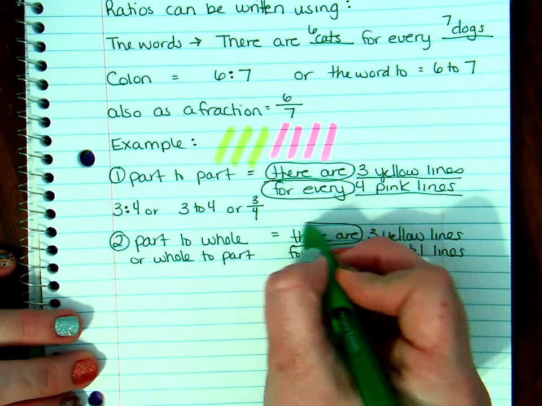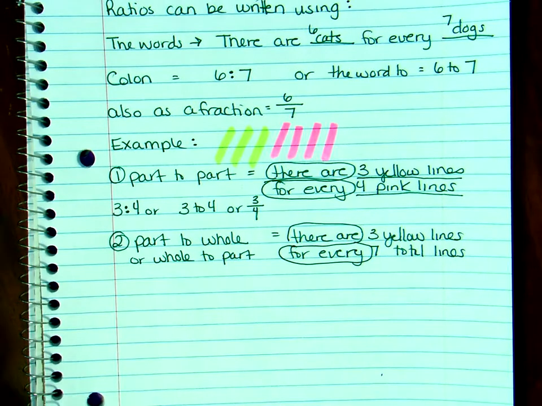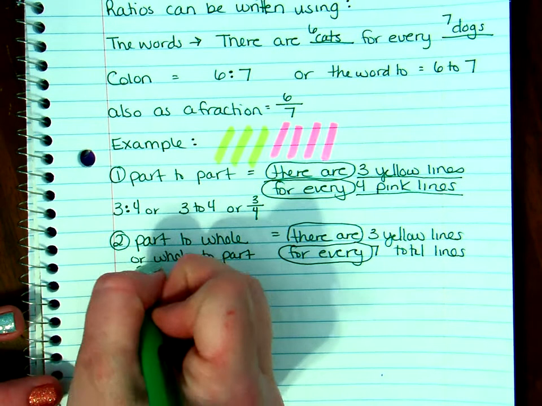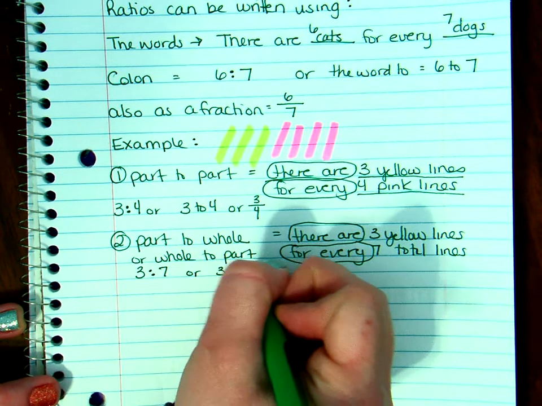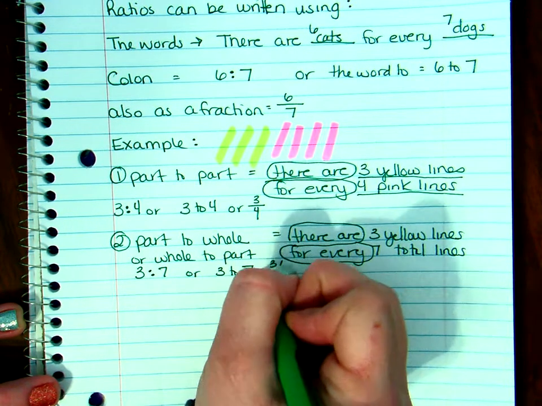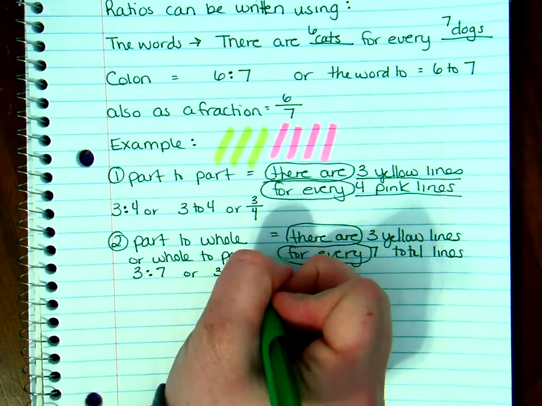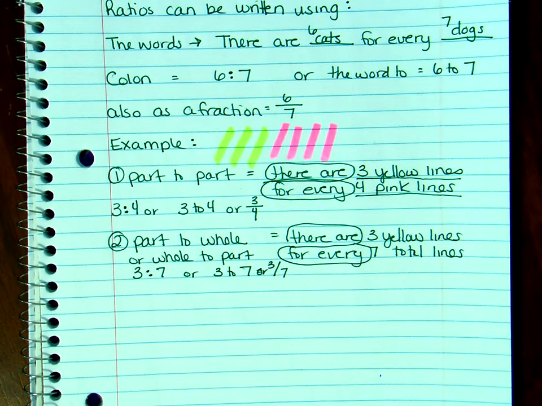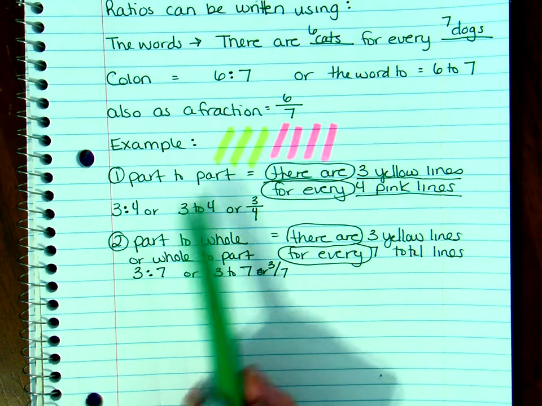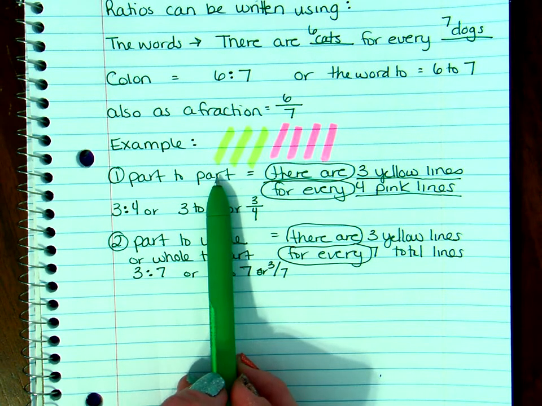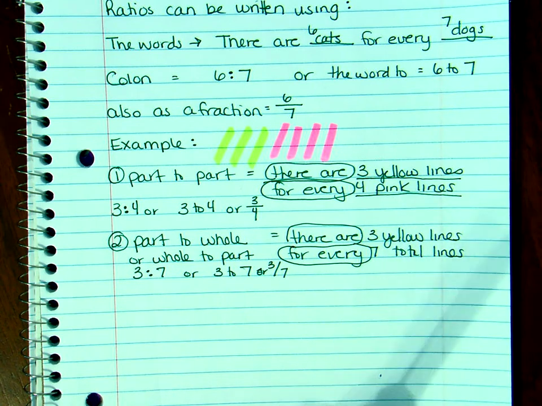So again, we use those phrases. Now with this, we would have 3:7, or 3 to 7, or 3 over 7. Any of those would work. And you could reverse it. So we could do a whole to part where we would say, okay, we have 7 total lines. There are 7 total lines for every 3 yellow lines. So you can flip it as well.